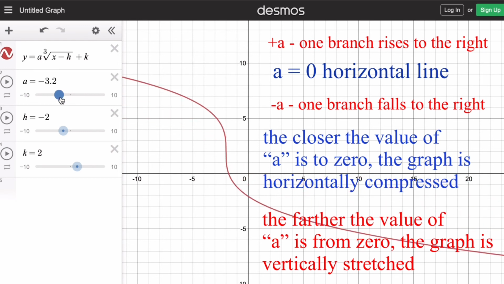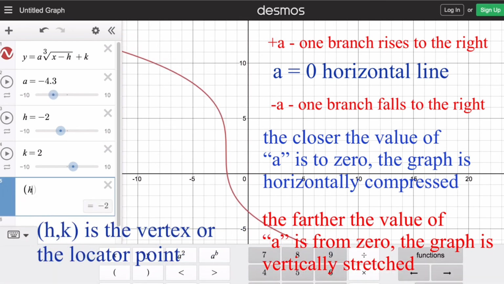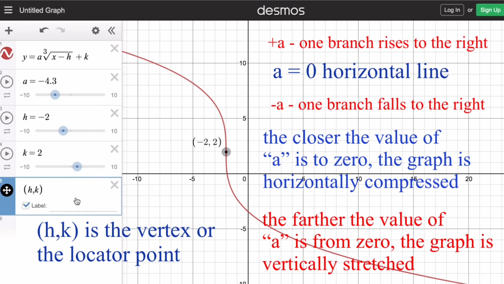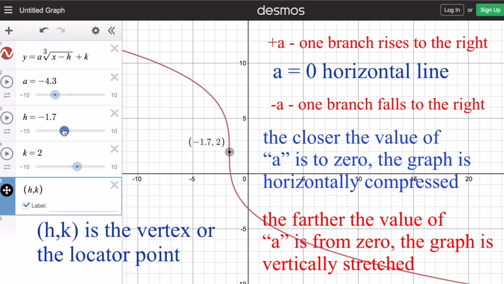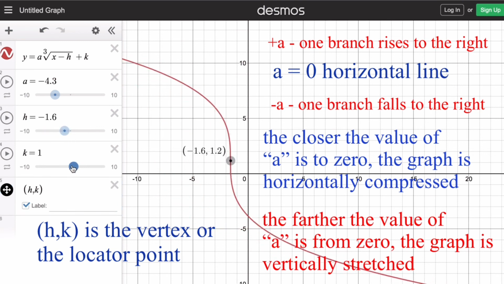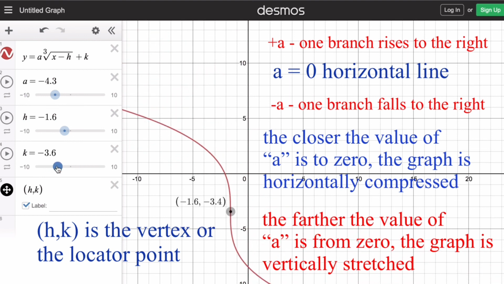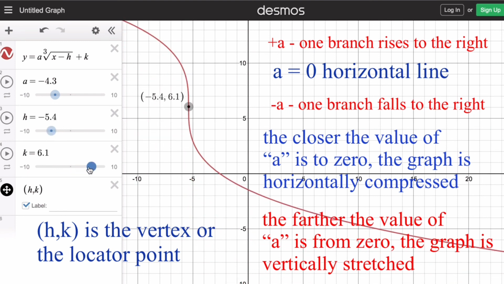That means its shape becomes more vertical. Now, we also remember that the coordinates h, k is the vertex of the graph, or we call this as the locator point, where our h translates the graph left or right, and our k translates the graph up or down. So these are the basic information about the graph of a cube root equation.